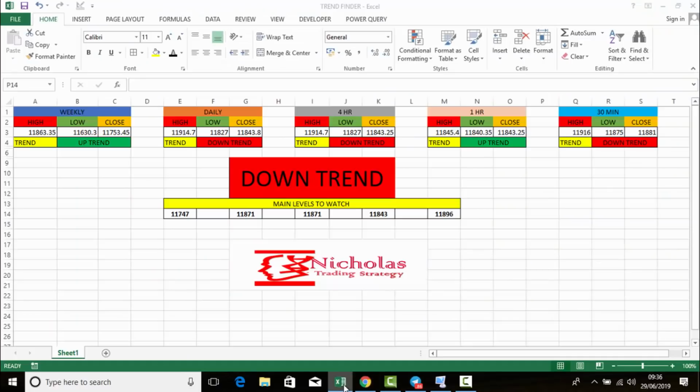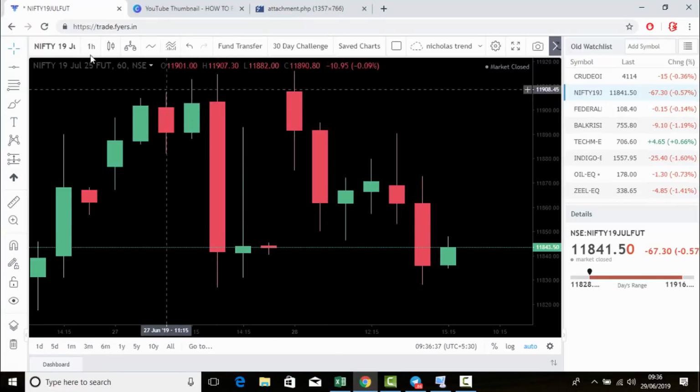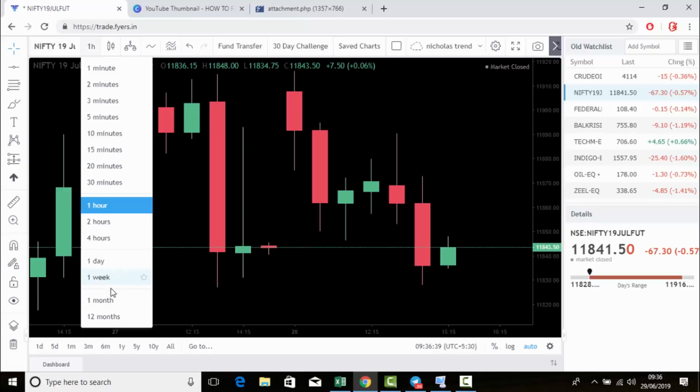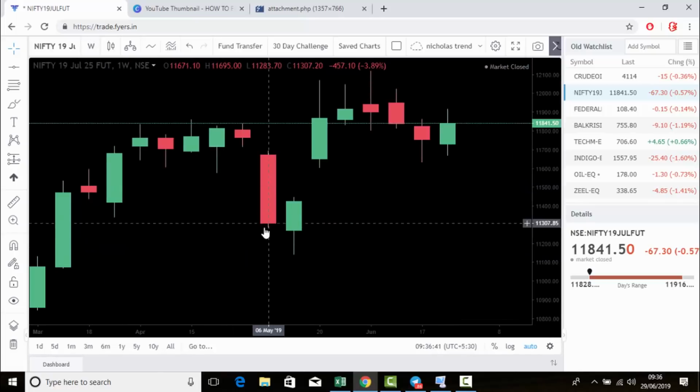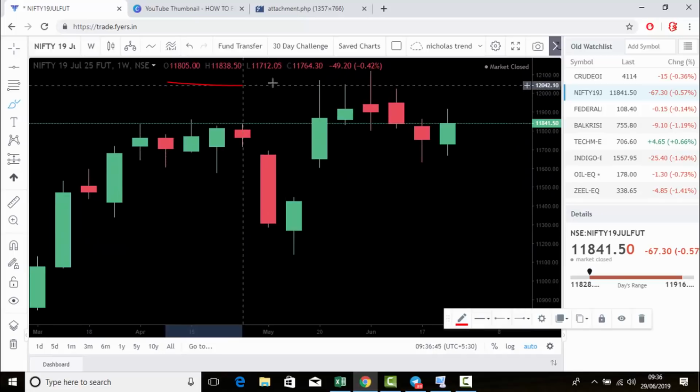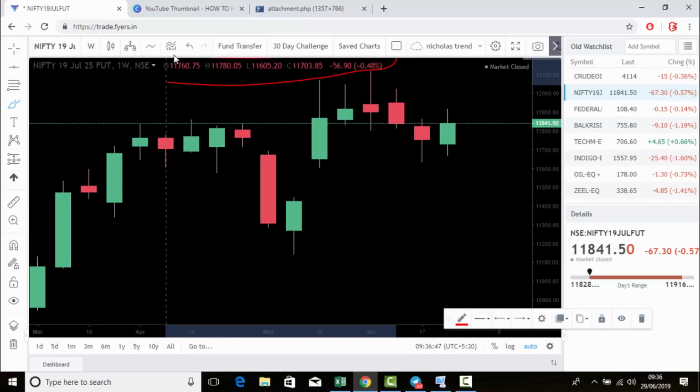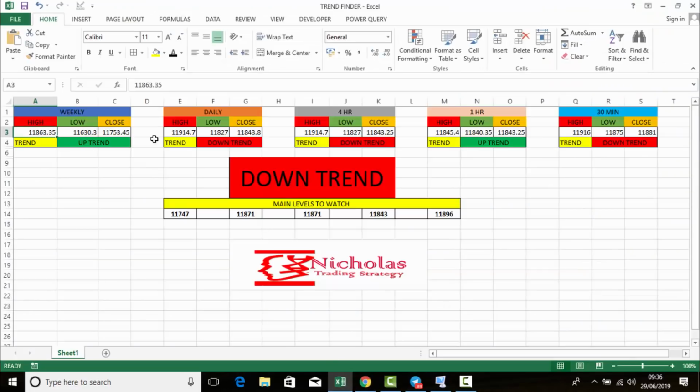So I just made an Excel sheet. It shows weekly, daily, 4 hour, 1 hour, 30 minutes. All you do is apply the values. If you want the weekly trend, just click here on weekly and note down this value. The values are here, on the top side you can get the values. Okay, so just note down the weekly value and apply it here that way.